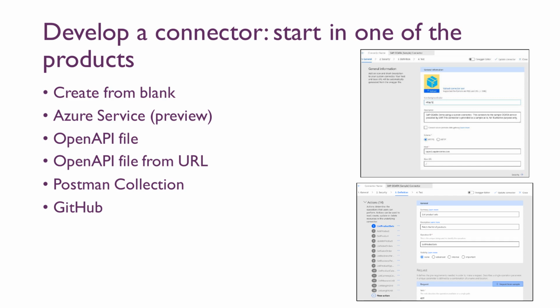You can start in one of the products. You can create from blank, and that's what we're going to do a little bit later as well. You can also start from an Azure service. So if you have an Azure service already available, you can just select that and import that. You can import an OpenAPI file from your own file system, or you can also import an OpenAPI file from a URL. So if you have, for instance, something on GitHub or on some kind of file storage, you can use that as well. You can import from a Postman collection, which is also interesting.